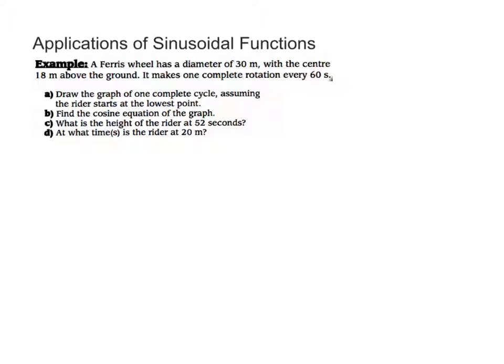So what we're going to do is actually make a little table of values. And I'll just do that over here. This is going to be the time, which is measured in seconds, and this is going to be the height, which is measured in meters. So we need to think about that Ferris wheel at time 0, which is when the person first gets on. How high above the ground are they?